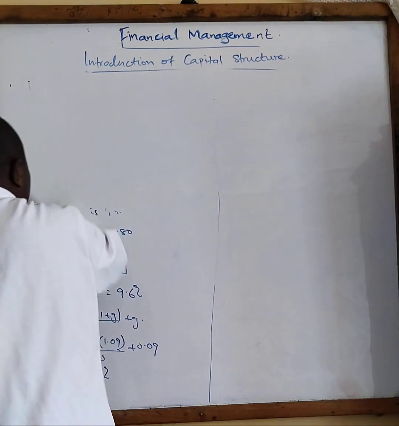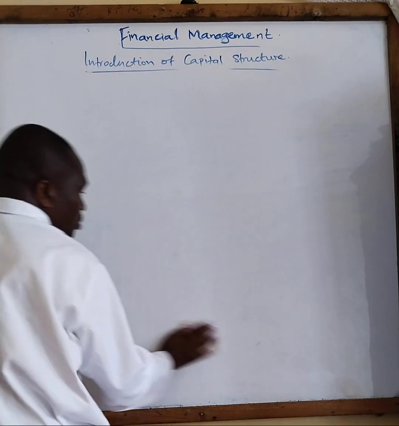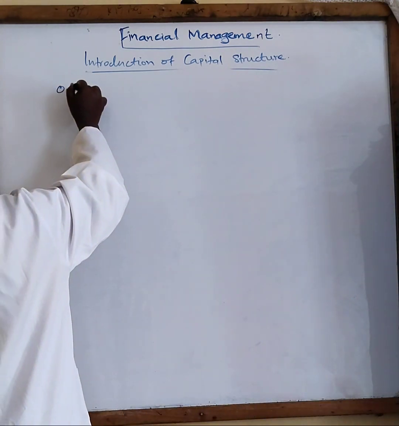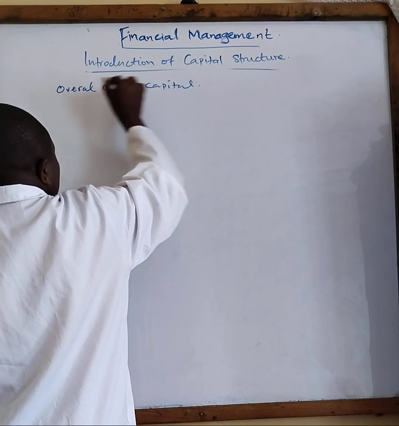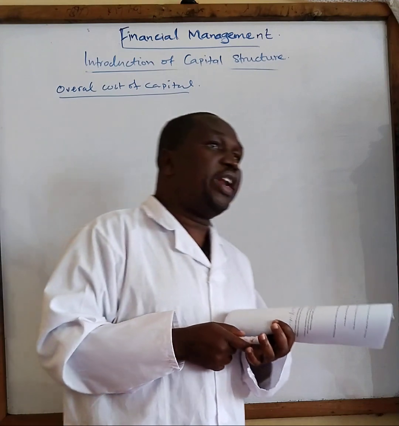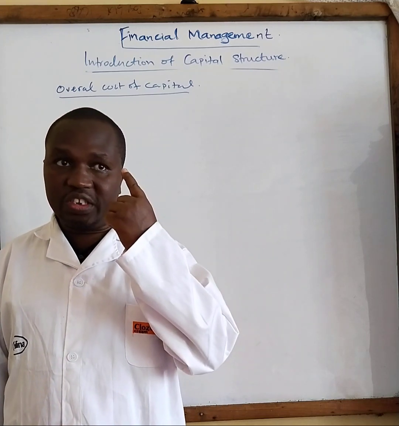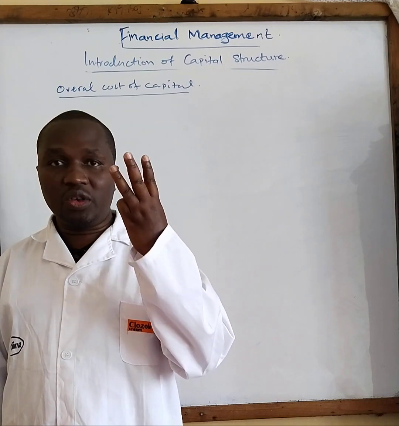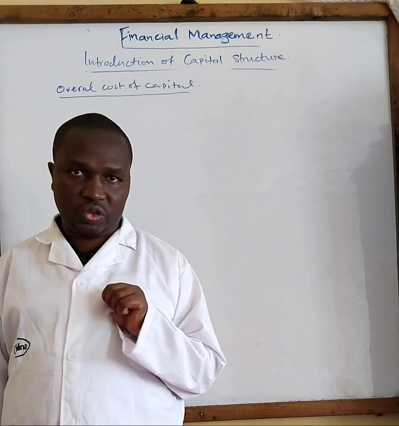Overall cost of capital. First and foremost, we have discussed components of cost of capital. We are in a position to calculate the cost of ordinary equity shares, retained earnings. We are also able to calculate the cost of preference shares, and the cost of debt. These are four components of cost of capital.